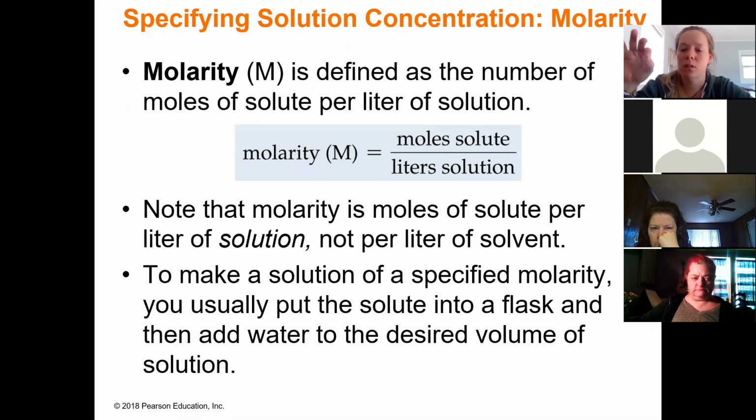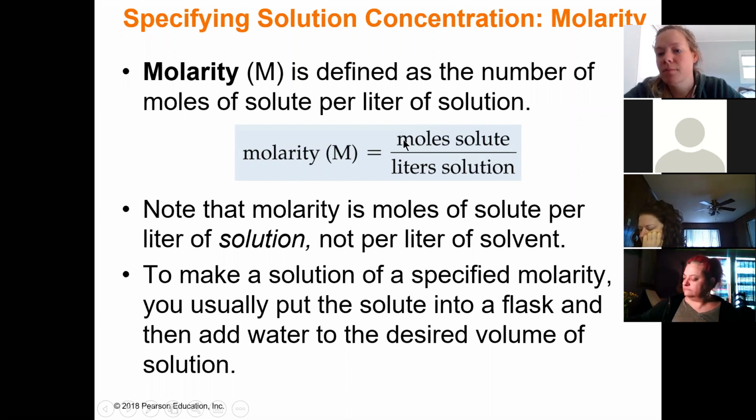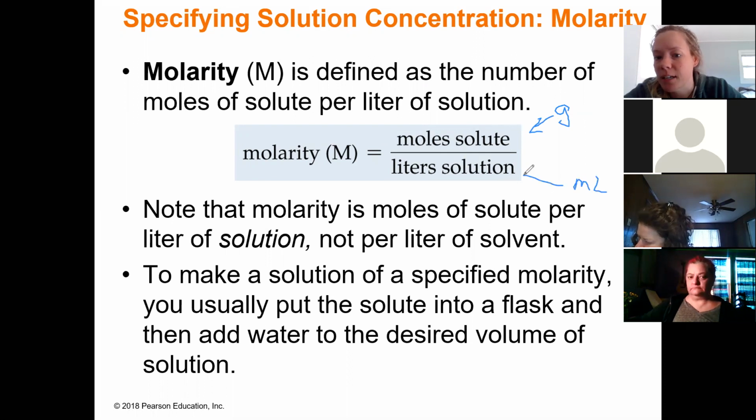Moles is an amount. Molarity is an amount per volume. So molarity equals moles divided by liters. The top needs to be in moles and the bottom needs to be in liters. So if you're given grams in the problem, you have to convert it to moles. If you're given milliliters, you have to convert it into liters. This equation will not work if it is not in moles and liters.